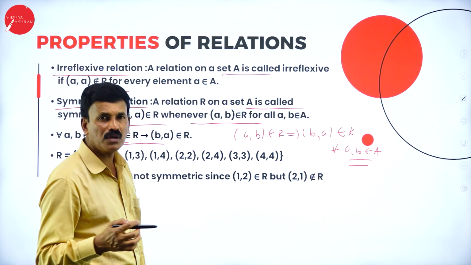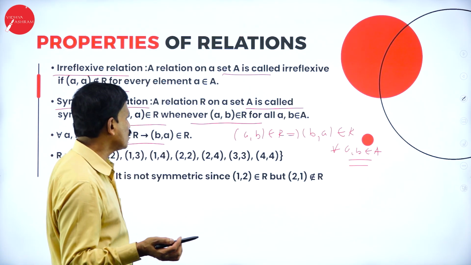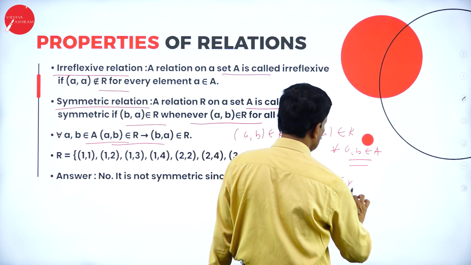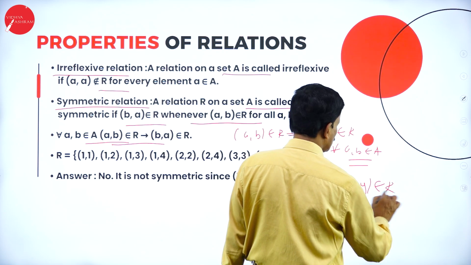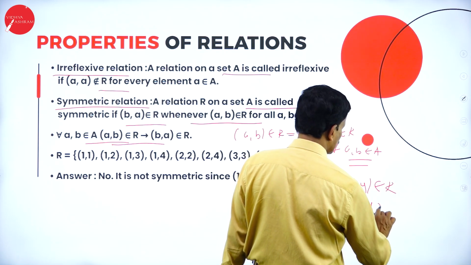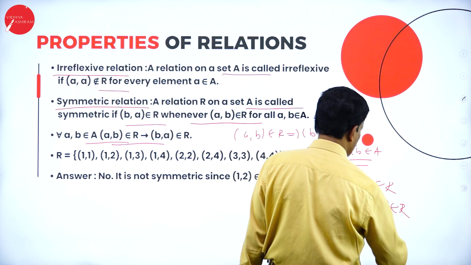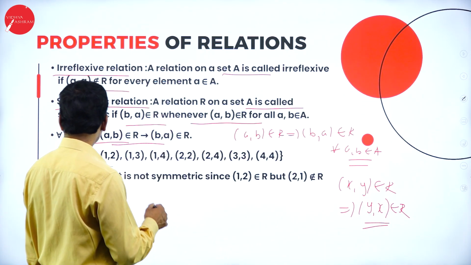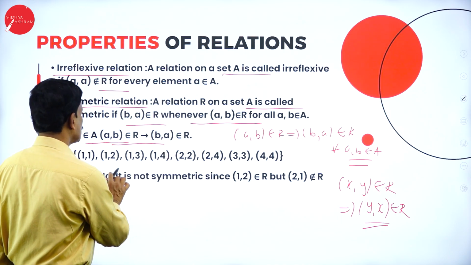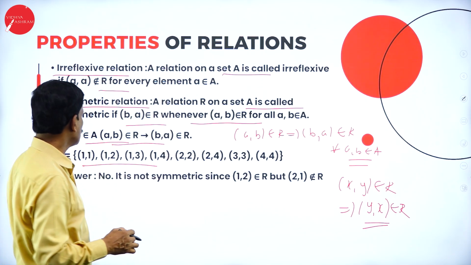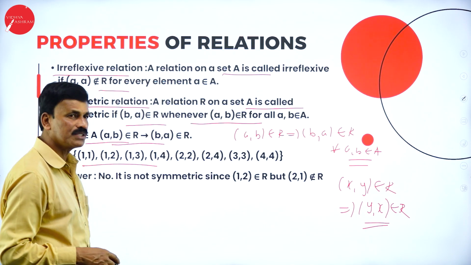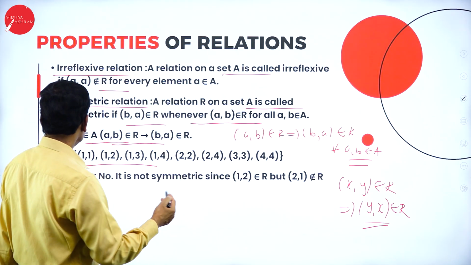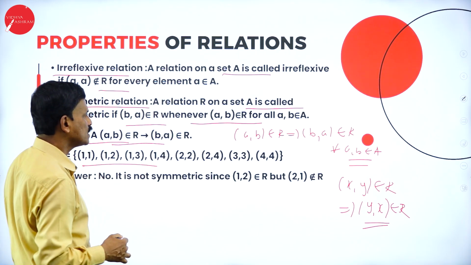If (a, b) belongs to R implies (b, a) also belongs to R, that is, if (x, y) belongs to R implies (y, x) also belongs to R, then R is called a symmetric relation. Now let us consider the same example. In this relation, R = {(1,1), (1,2), (1,3), (1,4), (2,2), (2,4), (3,3), (4,4)}. Let us check whether it is symmetric or not.